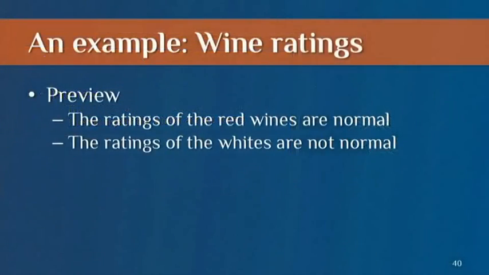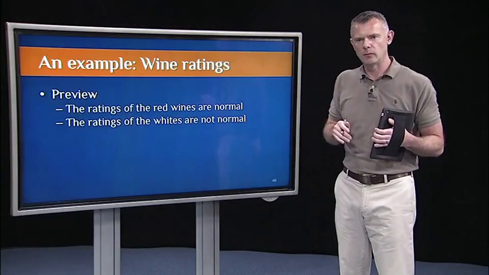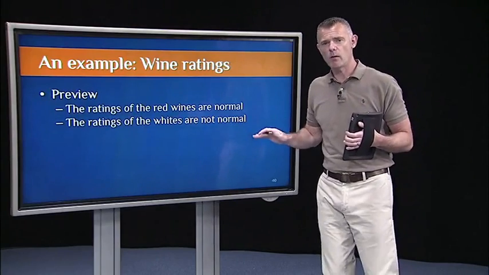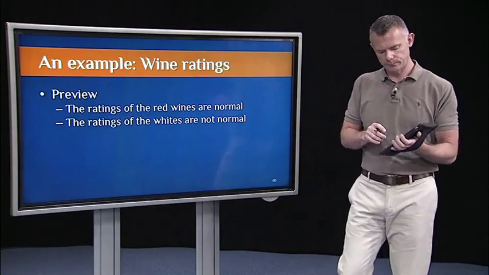Okay, to preview what we did, again, we just made up this example. We had a lot of fun making this example up. And we made it up so that for the red wines, the distributions of the ratings are normal. But if you look at the ratings of the white wines, those are all not normal.